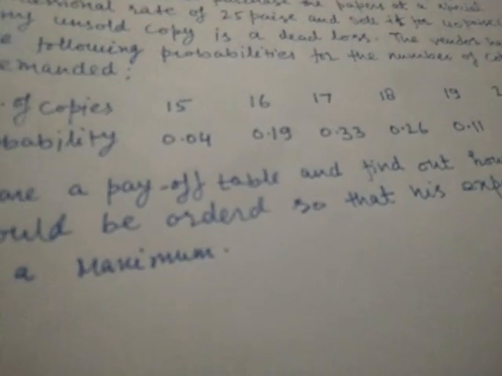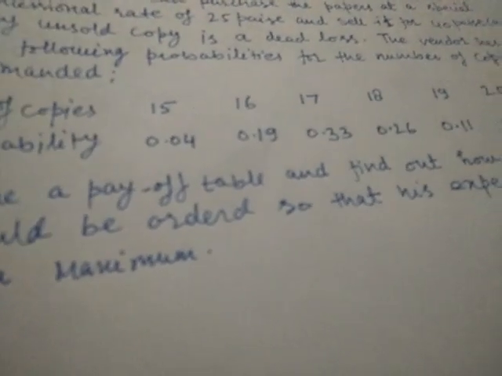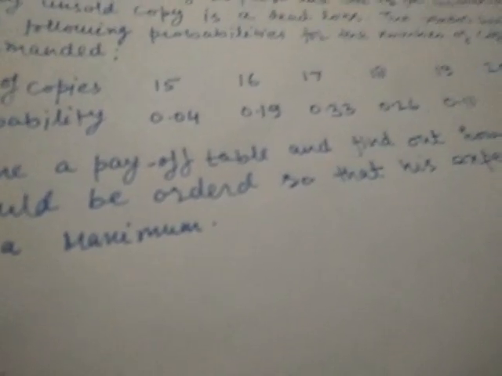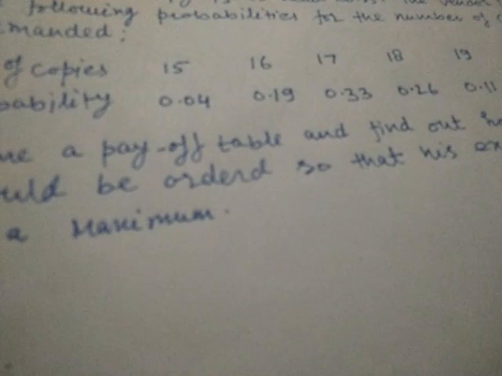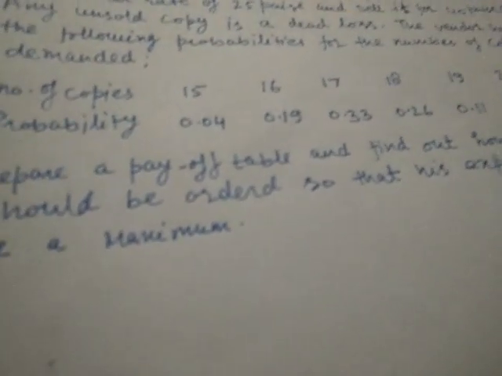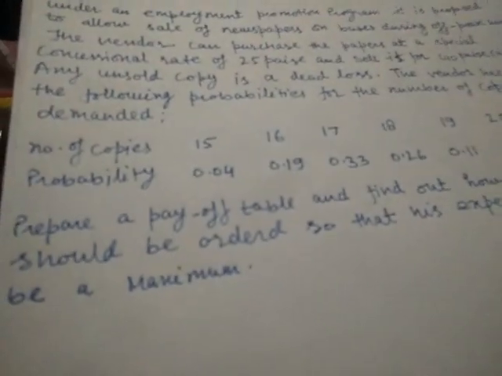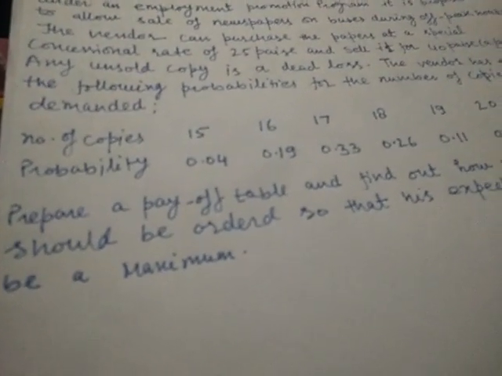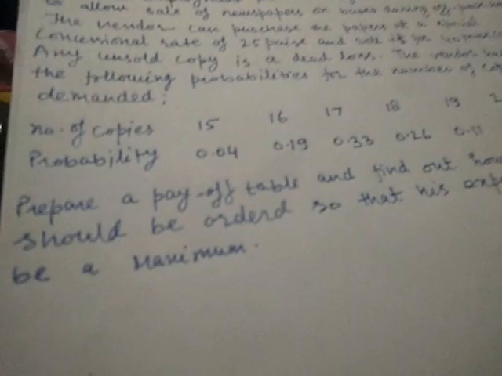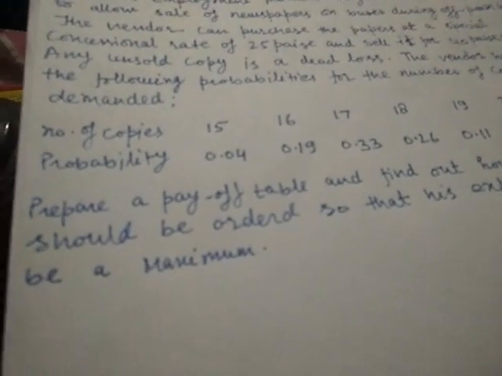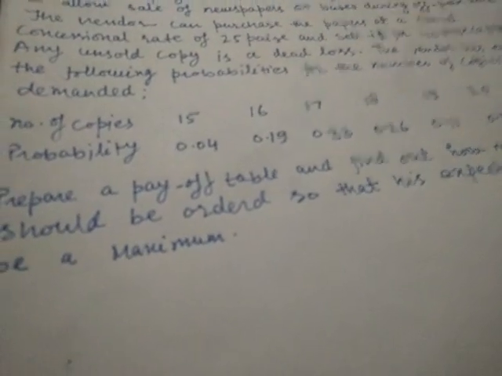Here, since the probability of each state of nature is given, we can use any of the criteria, EMV or EOL. It is very interesting to know that from both criteria we will get the same answer. So this question we will do with the help of both the criteria, EMV and EOL. First we will do it with the help of EMV.